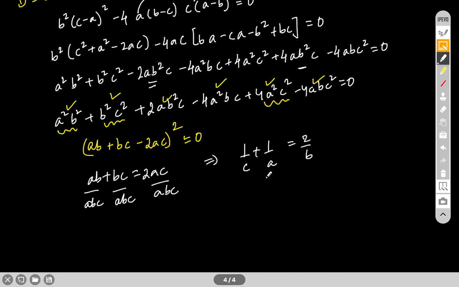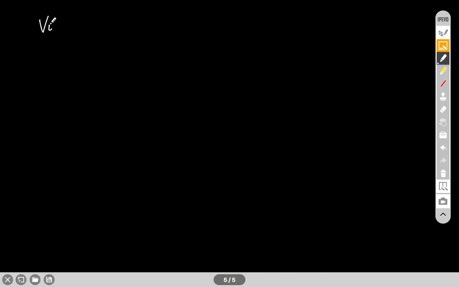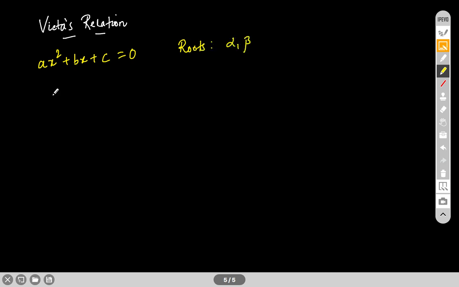Next. Relation between the roots and the coefficients. I'm sure you would have heard of this relation by the name of Vieta's relation. Probably it will be obvious when I tell you the relation. If you have a quadratic equation like this, whose roots are alpha and beta, you're aware that the sum of the roots is minus b by a. Yeah, we did this briefly. It was in the book.